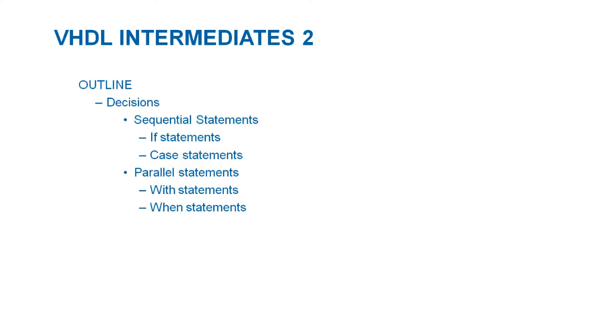So here we have the end of this discussion on intermediate concepts within VHDL, and here we have been discussing decisions: how to make decisions using if statement and case statement within processes, and how to make decisions within parallel statements at the architectural level using with select and when else statements.